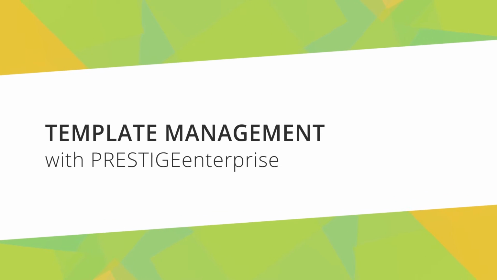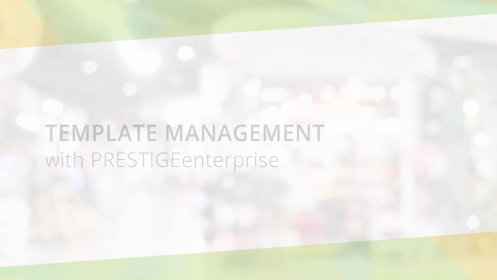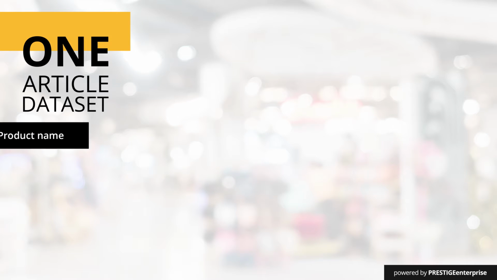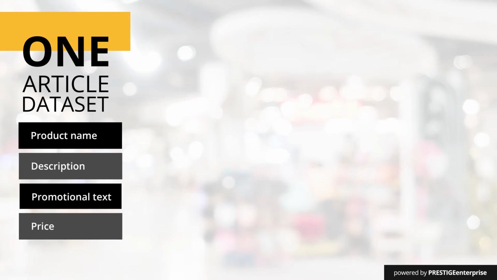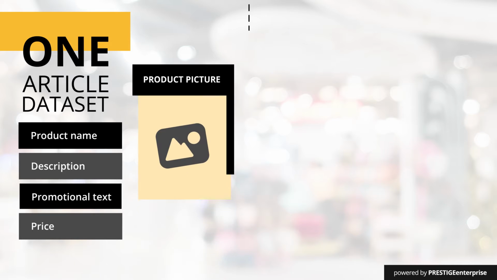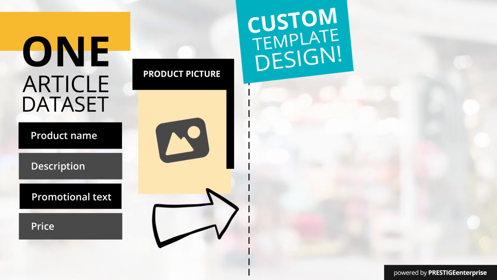Prestige Enterprise allows you to create a printed or digital poster for each of your items with its smart template management. Simply enter the item data, the product name, a product description, if necessary a promotion text and the price. Upload a product image and select the appropriate template from your customized template set.